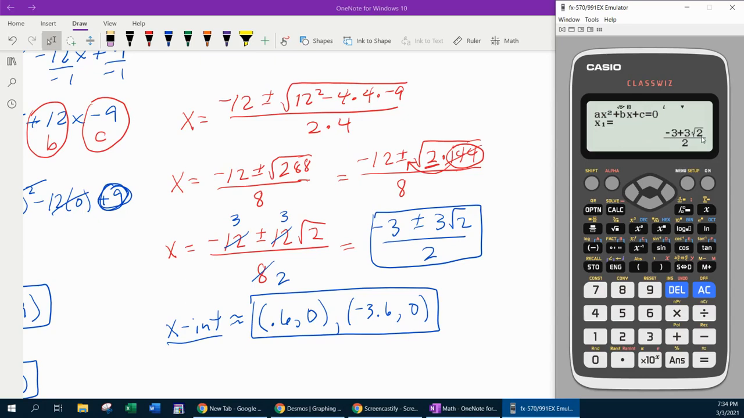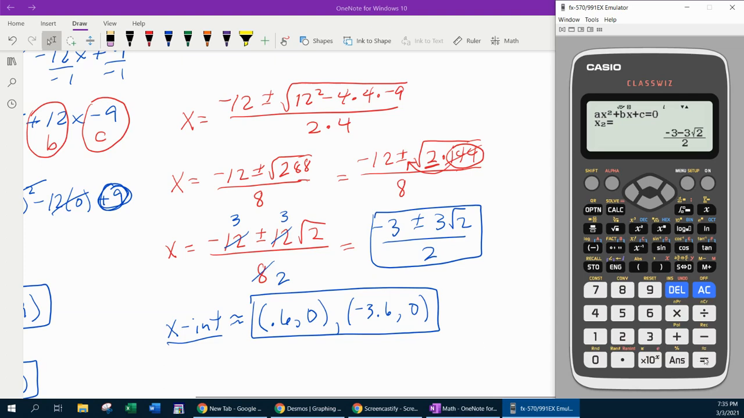Notice that it is going to give us the x-intercepts exactly in simplest radical form. Negative 3 plus 3 square root of 2 over 2. If I hit equals, it's going to show us the other x-intercept is negative 3 minus 3 square root of 2 over 2. And remember, if you need those as decimals with the calculator, you can just hit the SD button right here, bam, and it's going to give it to you. So there's the x-intercepts verified.